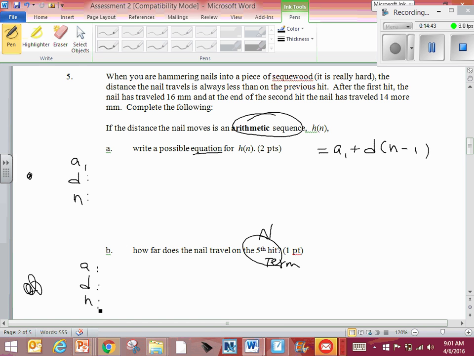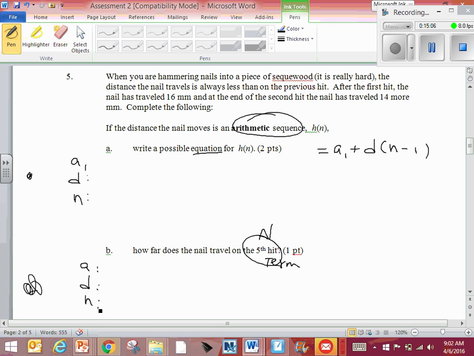So you're hammering nails into a piece of seckle wood, which is how I'm saying it. It is really hard. Whoever wrote this knows stuff. They thought it'd be cool to write stuff that kids have no idea and probably don't care. Should have called it oak wood. Should have called it some type of wood that doesn't even make sense for a kid to go like, it's not really that type of wood, like mushroom wood. The distance the nail travels is always less than the previous hit.